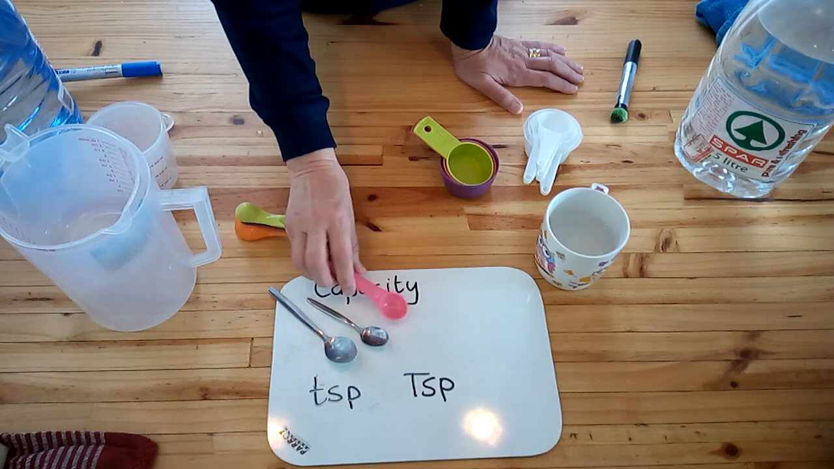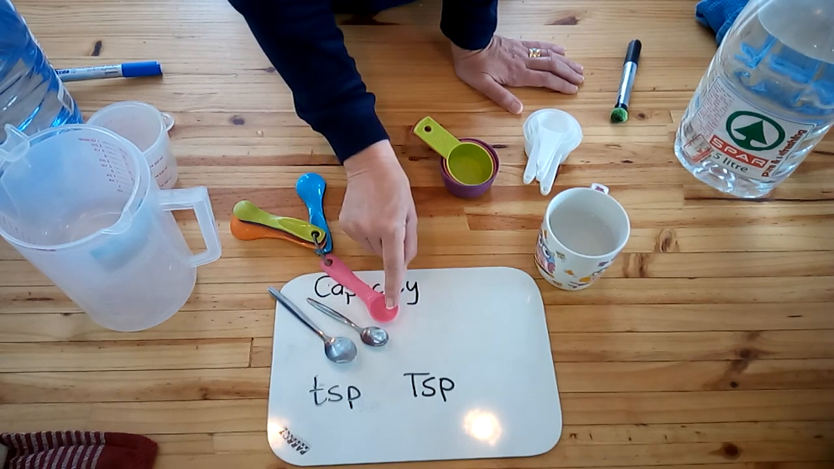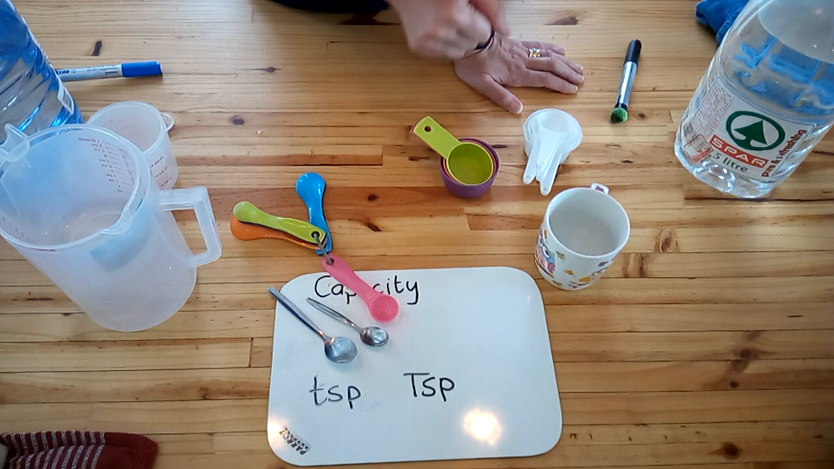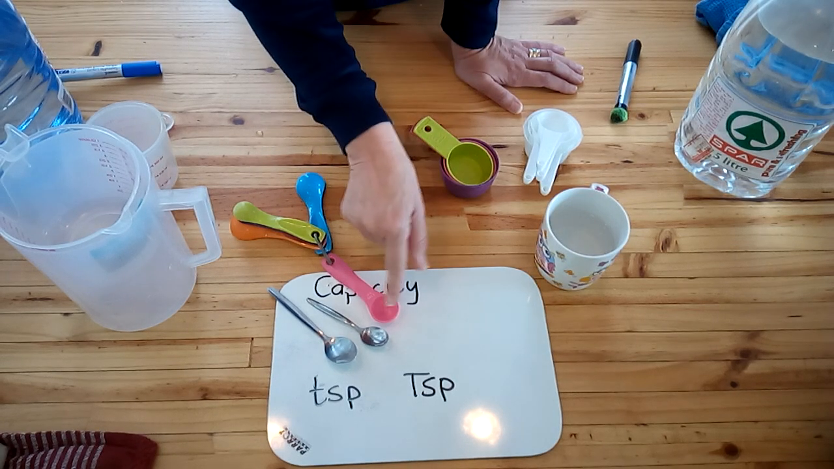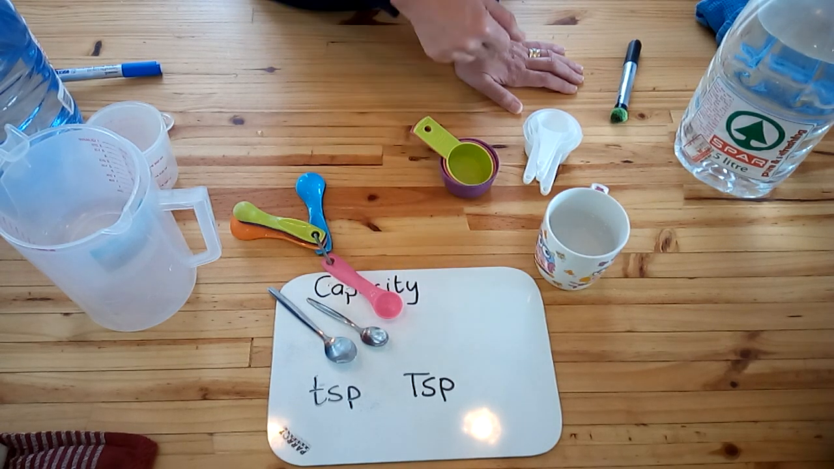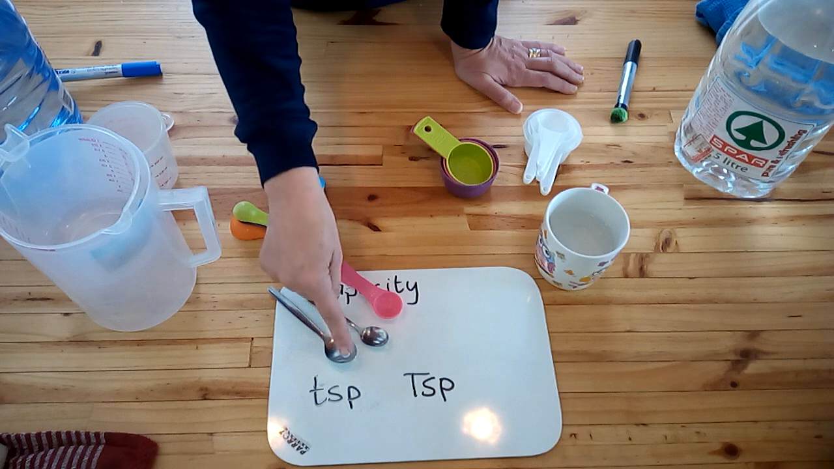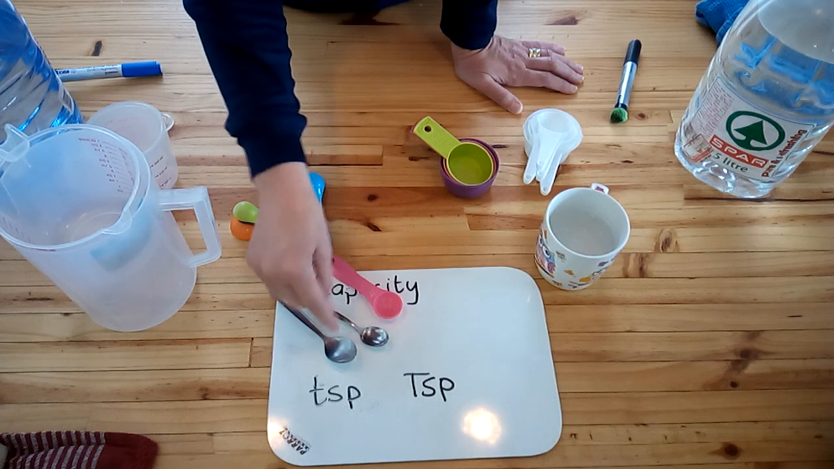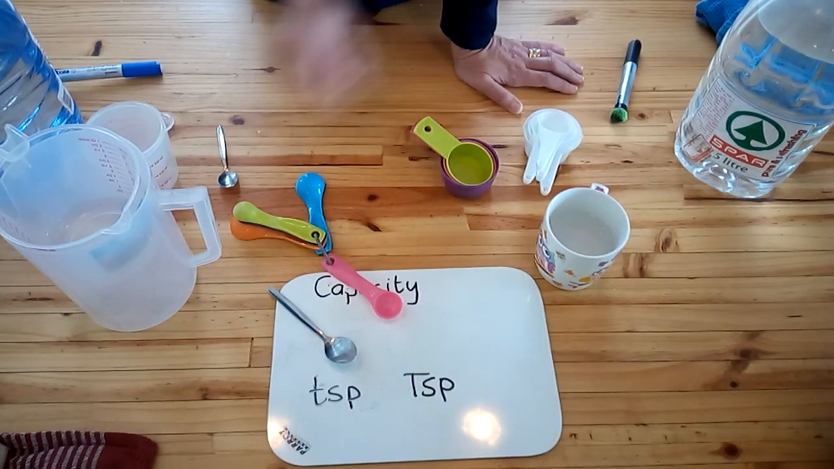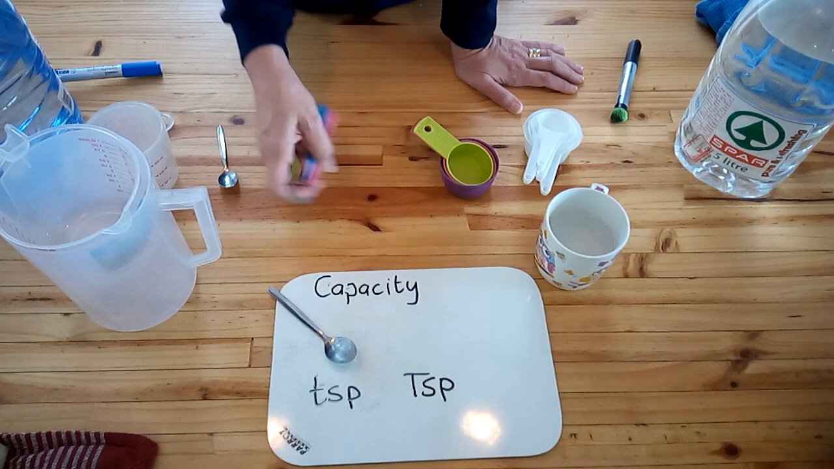This one says a teaspoon. So the quantity inside, the volume that this pink spoon can hold, is exactly the same as this teaspoon. Okay, this one will totally be wrong. You won't drink enough medicine.